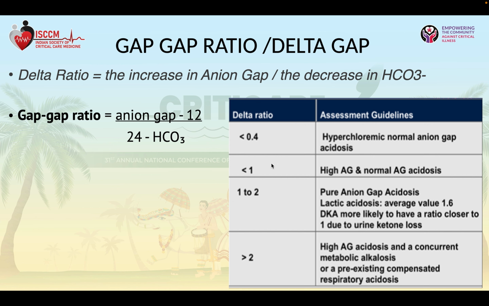Again, there is a ready reckoner: if the delta ratio is less than 0.4, then it is hyperchloremic normal anion gap acidosis. If it is less than 1, it is high anion gap plus normal anion gap acidosis. If it is between 1 and 2, it is either a lactic acidosis or diabetic ketoacidosis. And if it is more than 2, it is a high anion gap acidosis with a concurrent metabolic alkalosis or a pre-existing compensated respiratory acidosis. So a gap ratio at these values will correlate with a proportional clinical scenario. Okay.